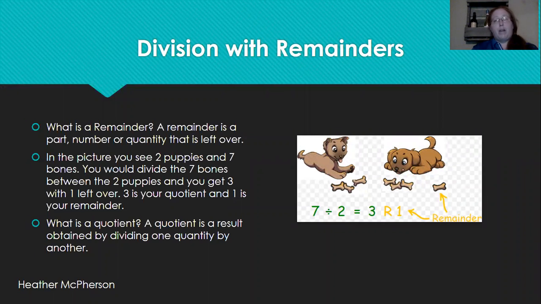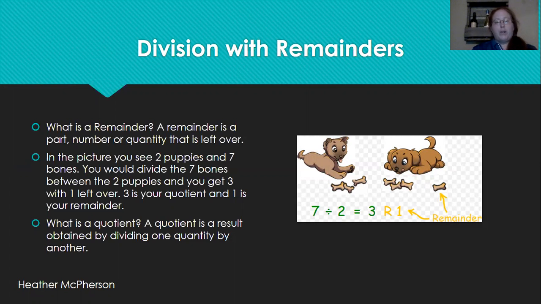So, division with remainders. First, you'd ask yourself, what is a remainder? A remainder is a part, number, or quantity that is left over. The problem to your right is a picture with 2 puppies and 7 bones. You need to know how to divide the 7 bones between both puppies evenly. But that's not an even division. So you would take 7 divided by 2, which equals 3, with 1 left over. So 3 would be your quotient, and 1 is your remainder.